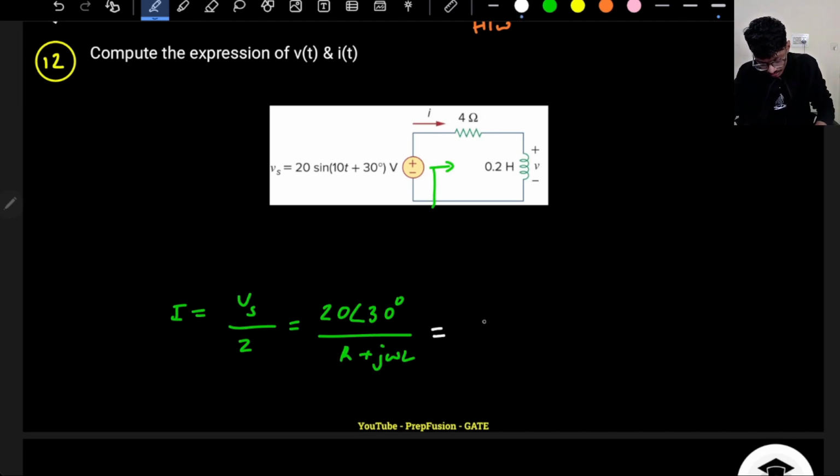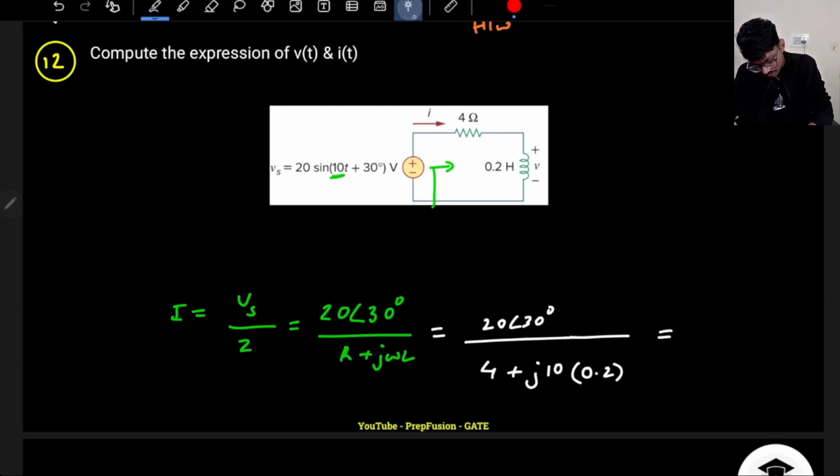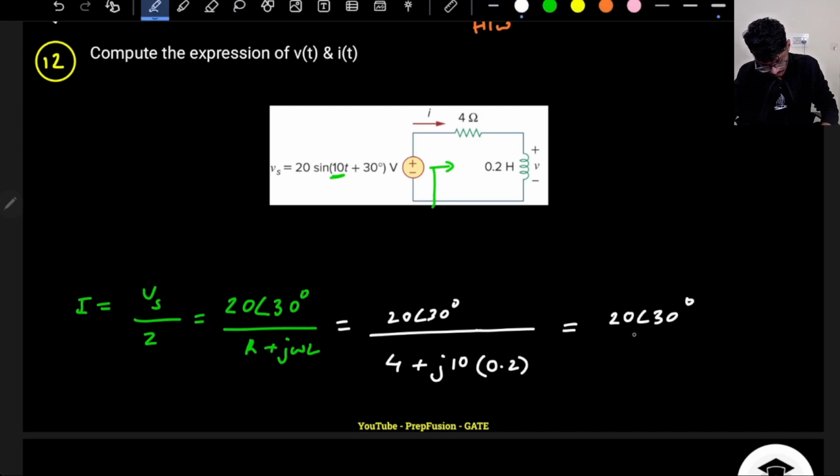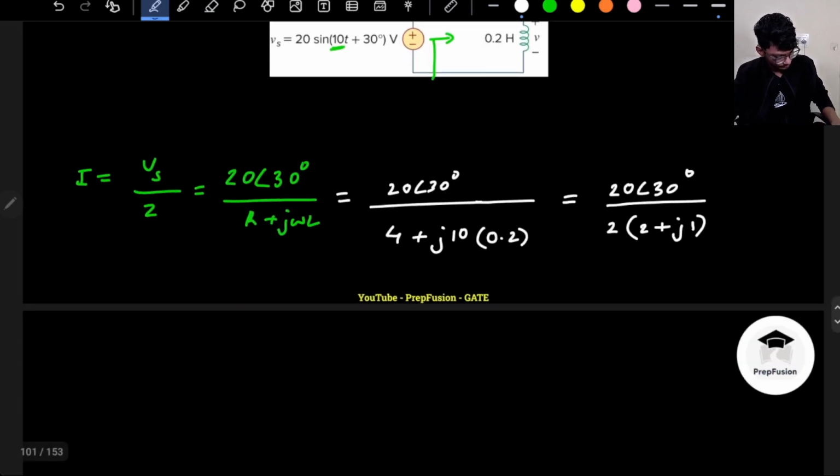So this will come out to be 20 angle 30 over, R is 4, plus j omega L. What is omega? Omega is here, 10. So that is 10 into L, and L is 0.2. Now of course this is in the rectangular format. I will convert this into polar format for making the division easier. So this is 20 angle 30 divided by 2 plus j.